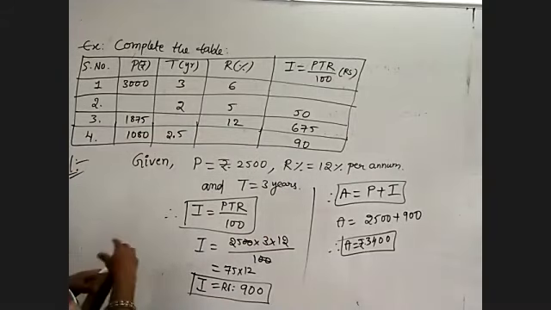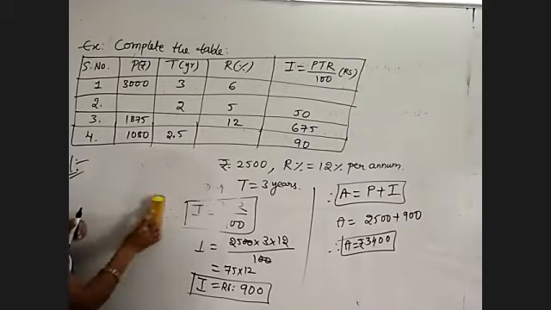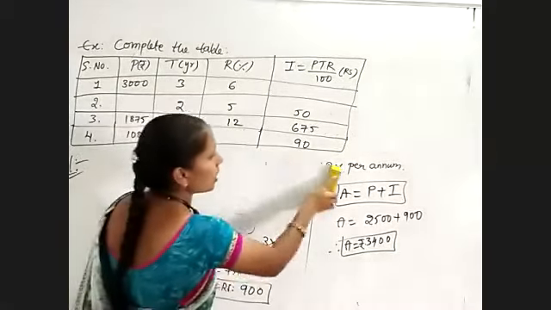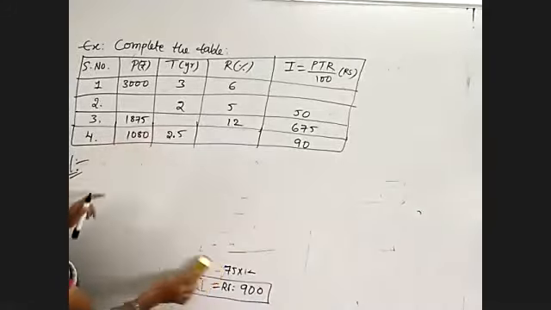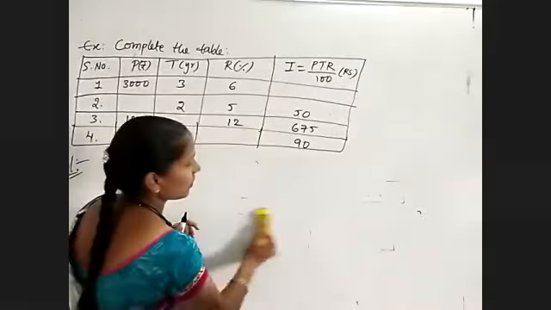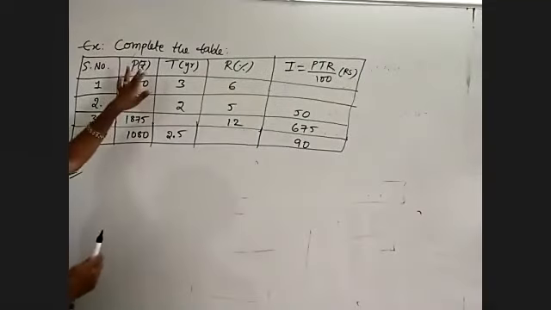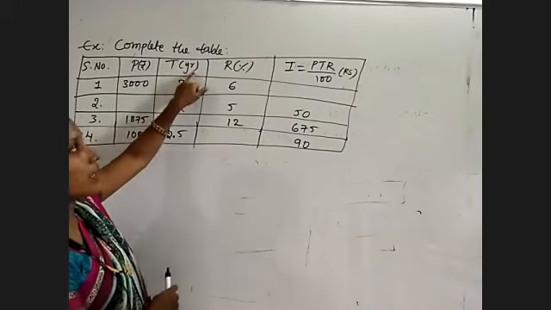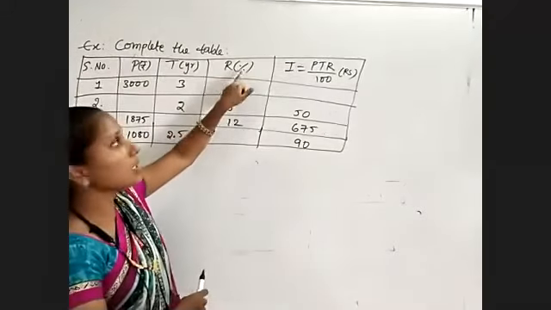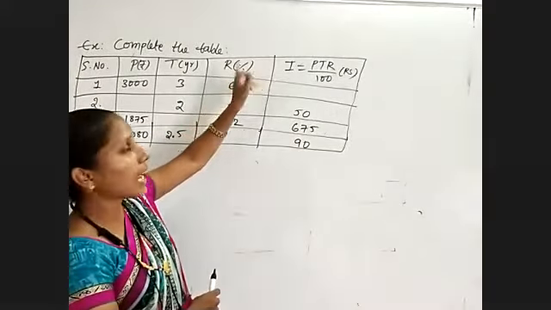Okay, now observe the table. Here some values are missing. Those values we need to find. So observe first column is for principal, and here we have 4 questions. First column is for principal and it is given in rupees. And second is the time, it is given in years. And next rate of interest, that is percentage per annum given.